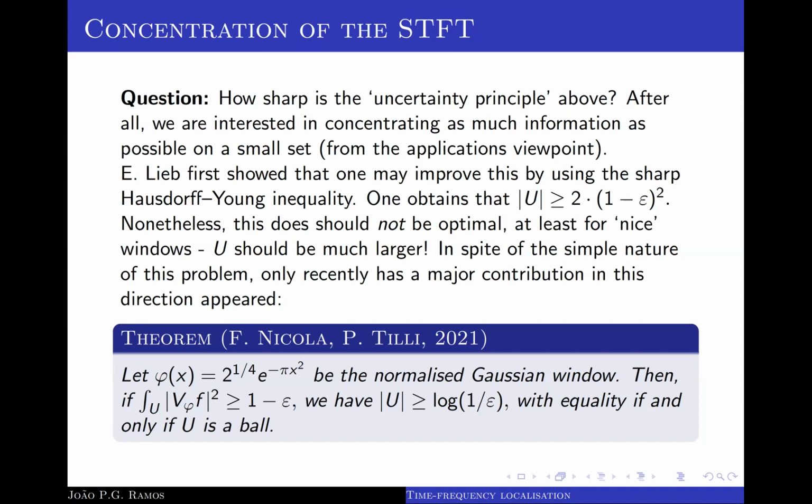So for instance, you can take an L2 function and expand it in its Hermite basis. Let's look at the toy model: windows which are finite combinations of Hermite functions. This is a first class of windows which would be of interest in this problem. And the first Hermite function is the Gaussian. So that's basically the motivation of Fabio and Paolo in this result.